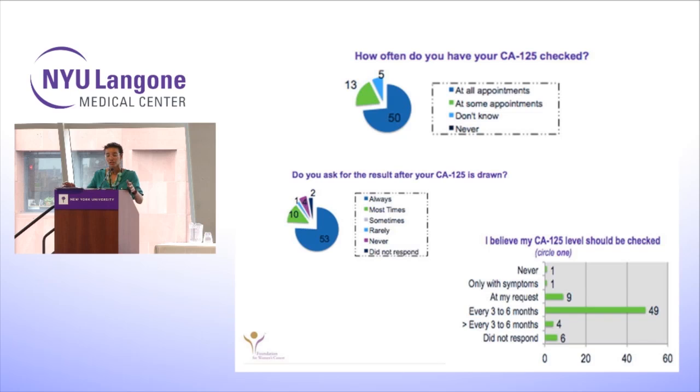So we actually did a small study at NYU. Many of you may have participated. I apologize. There was a survey study. So we asked our patients, so how do you feel about checking your CA125? And first we said, well, how often do you check it? And again, about 75% said they check it at every appointment. About 75% of them ask for the results every time after it's drawn. And most people think that it should be checked every 3 to 6 months.